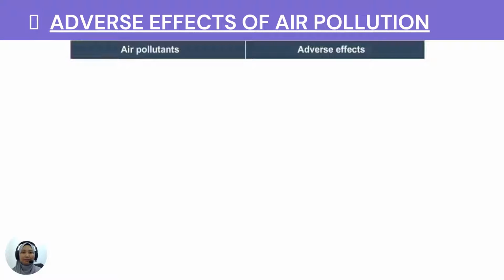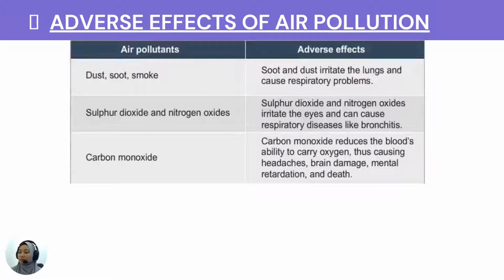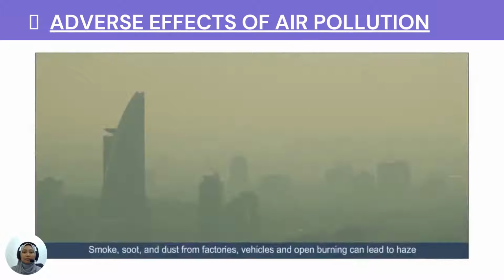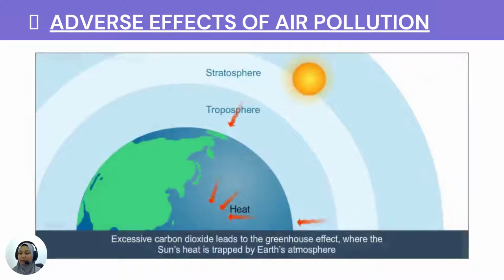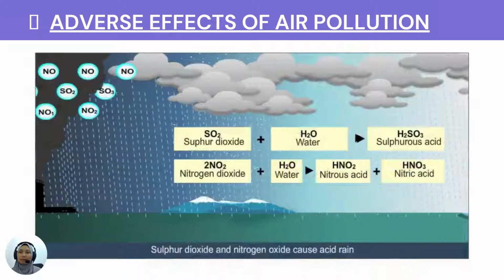There are many adverse effects of air pollution on human health. There are many adverse effects of air pollution on the climate. Smoke, soot, and dust from factories, vehicles, and open burning can lead to haze. Excessive carbon dioxide leads to the greenhouse effect, where the sun's heat is trapped by the Earth's atmosphere. Excessive chlorofluorocarbon, or CFC, causes the thinning of ozone layer. Sulfur dioxide and nitrogen oxide cause acid rain.